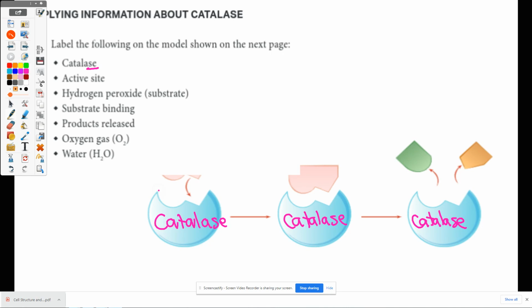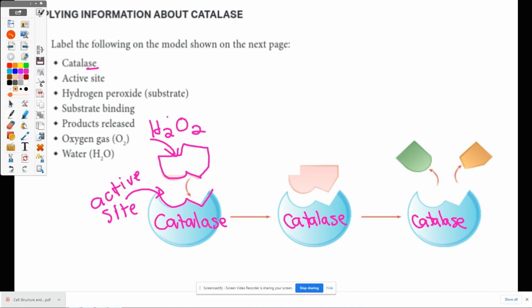And catalase has a very specific site. It is called an active site. And the active site is where the substrate attaches, and my substrate got cut off here. But the substrate in this reaction is the hydrogen peroxide. When the substrate attaches to the enzyme, this arrow represents the substrate binding, or you could have labeled it here and said substrate binding.